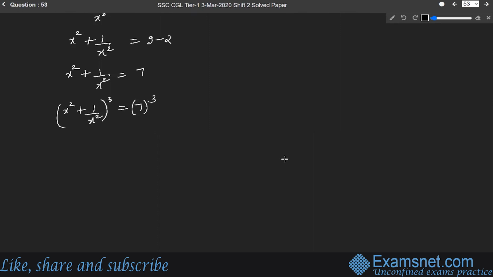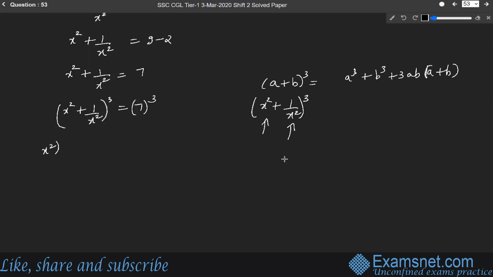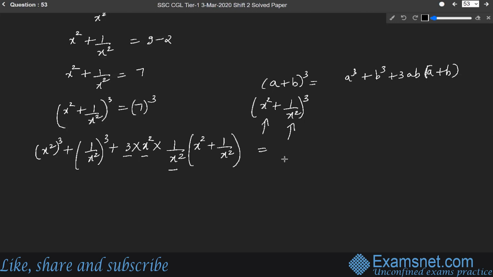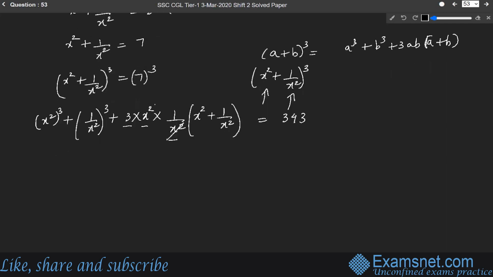Now here we have to use the formula for a plus b whole cube. What is the formula again? It is a cube plus b cube plus 3ab into a plus b. Now, here we have x square plus 1 upon x square whole cube. It means a is x square and b is 1 upon x square, right? So, a cube means x square cube plus b cube means 1 upon x square cube plus 3 into a into b, means 3 into x square into 1 upon x square, because a is x square and b is 1 upon x square. Again, multiplied by a plus b. What is a? x square plus what is b? 1 upon x square. This is equal to 7 cube. 7 cube means 7 into 7 into 7, which gives 343, right? Now this x square and x square will be cancelled.